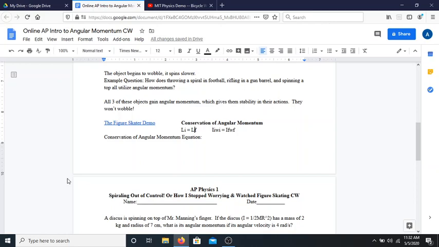All right. Now, all that changes into just this very simple formula right here, where the law of conservation of angular momentum looks just like this. Basically, the angular momentum I start with has to equal the angular momentum I end with.